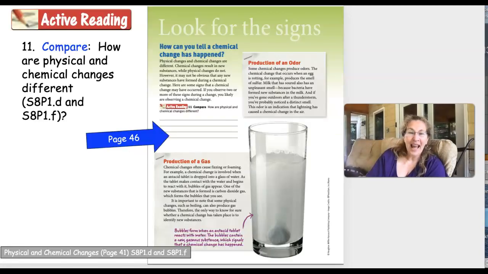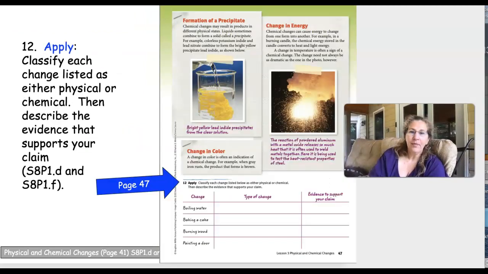I hope you're ready. After you read the information on page 46, you have an active reading question that asks you to compare physical and chemical changes. On page 47, you have your visual summary. In the table on page 12, they want you to classify each change as either physical or chemical, and describe the evidence that supports your choice with a claim.